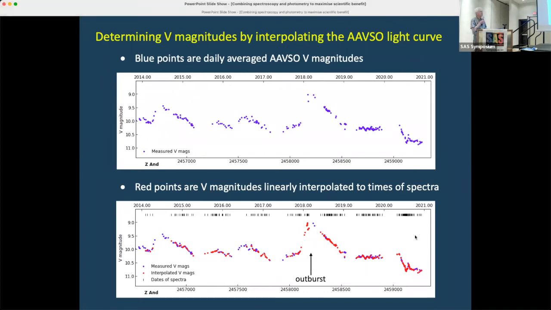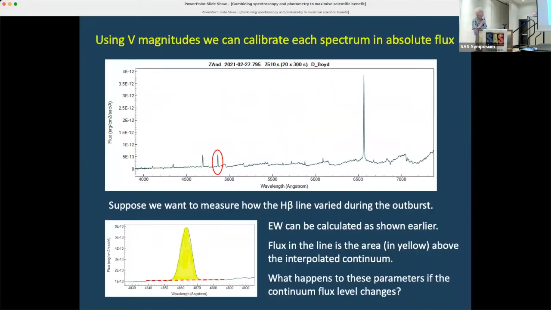Okay. What we want to do is to calibrate our spectra in absolute flux, as I said. Suppose we want to measure things in that spectrum. For example, symbiotic stars tend to have quite strong hydrogen Balmer emission lines. Let's say we want to look at the hydrogen beta line there during the outburst.